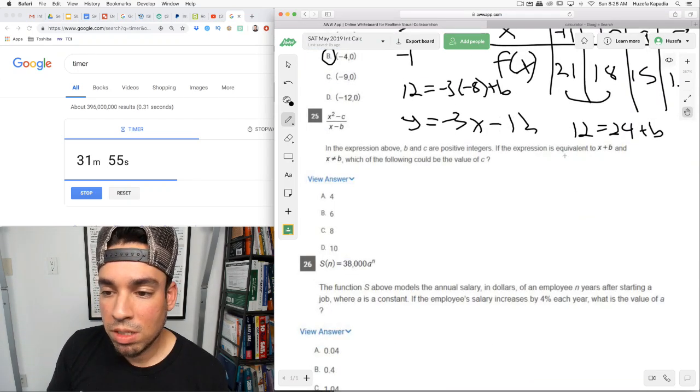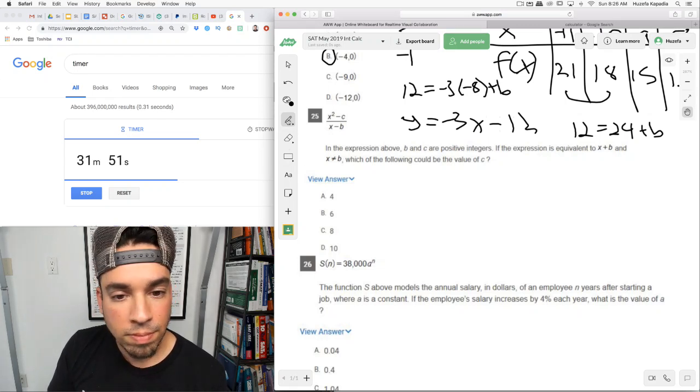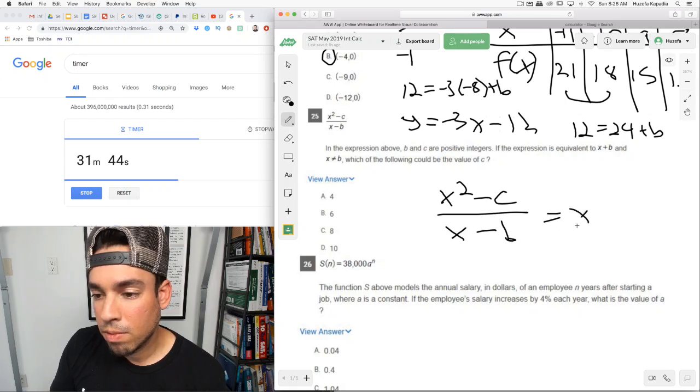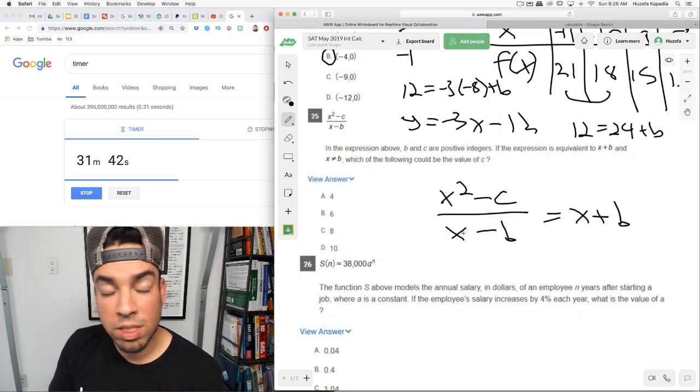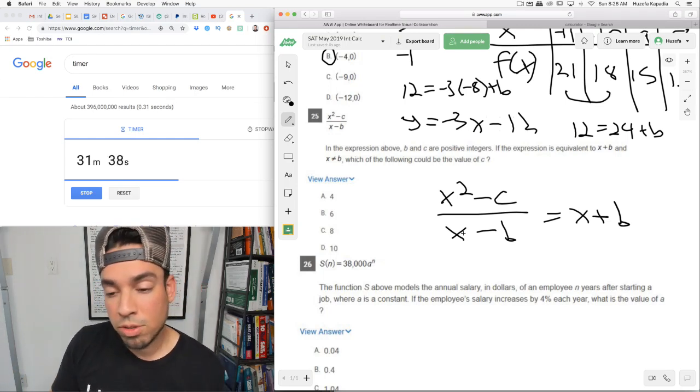In the expression above, b and c are positive. If the expression is equivalent to x plus b, aka set it equal, right? Boom. What's the value of c? All right, my instinct right away tells me that I want to solve for c, maybe.